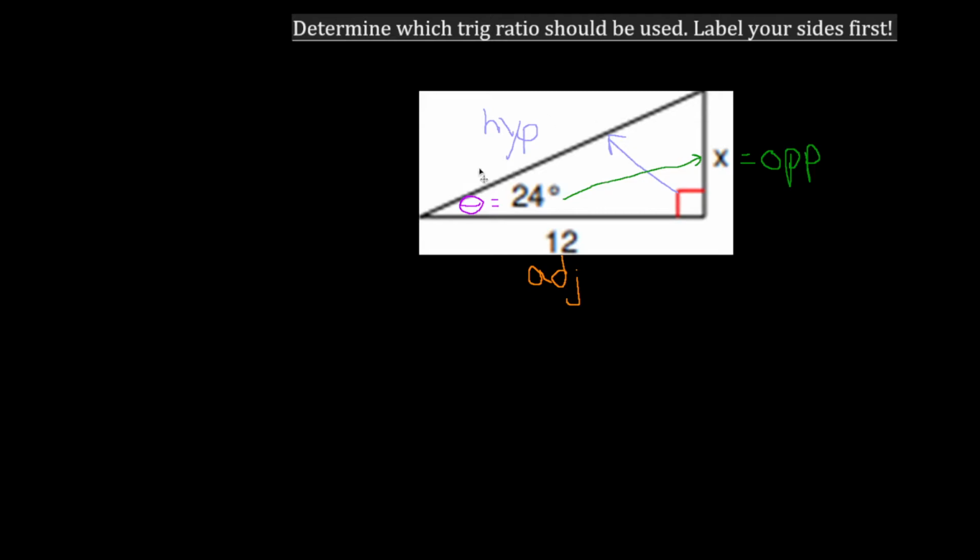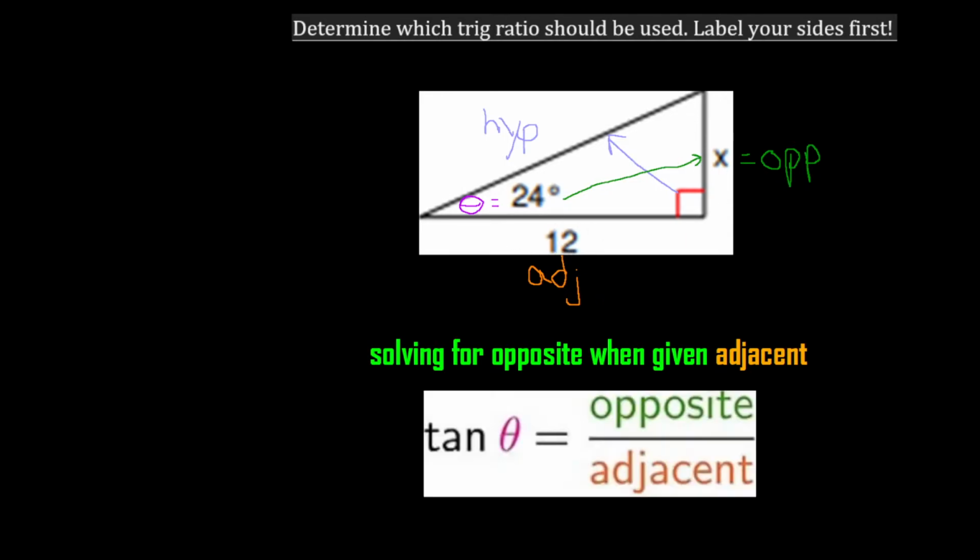And so now, using this information, which trig ratio am I going to choose? Well, we are solving for the opposite, because we're solving for x when we are given the adjacent. So that means we're going to use tangent: the tangent of theta is the opposite over the adjacent. Again, make sure you are choosing the right one so that you can solve it carefully.